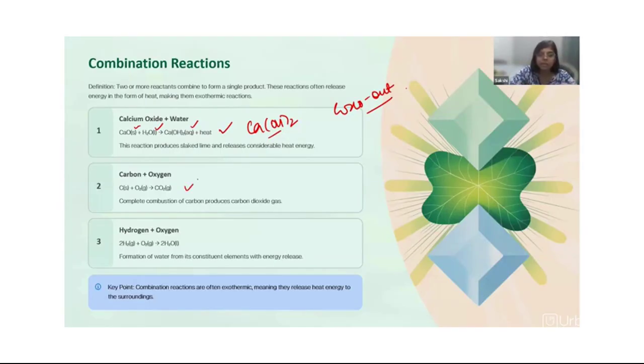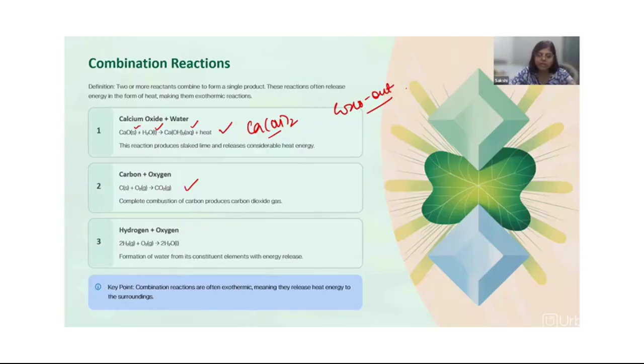Next is carbon and oxygen. So combustion of carbon. When carbon gets heated up, we get carbon dioxide, which is again in the gas form. So can you see the state symbols are written as well? Okay. Hydrogen and oxygen, this is the formation of water. So hydrogen and oxygen combine together to form water. Again, this reaction takes place in laboratories. Generally this reaction does not take place.